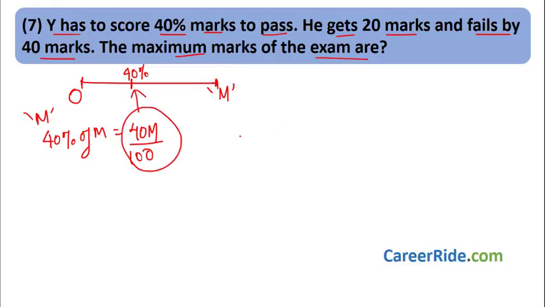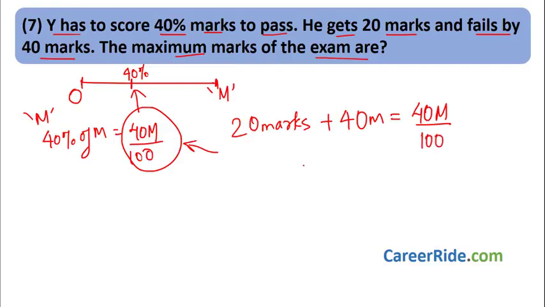Now Y gets how many marks? Y gets 20 marks. And he fails by how many marks? He fails by 40 marks. What does that mean? Had Y got 40 marks, he would have passed. That means he would have got the passing marks. That means 20 marks plus 40 marks, which Y did not get since he fails by 40 marks, is nothing but the passing marks, right?